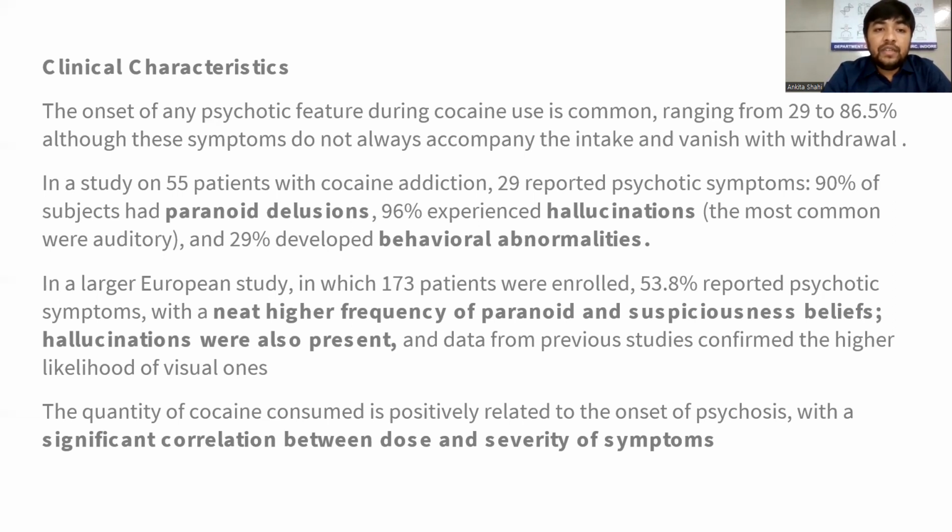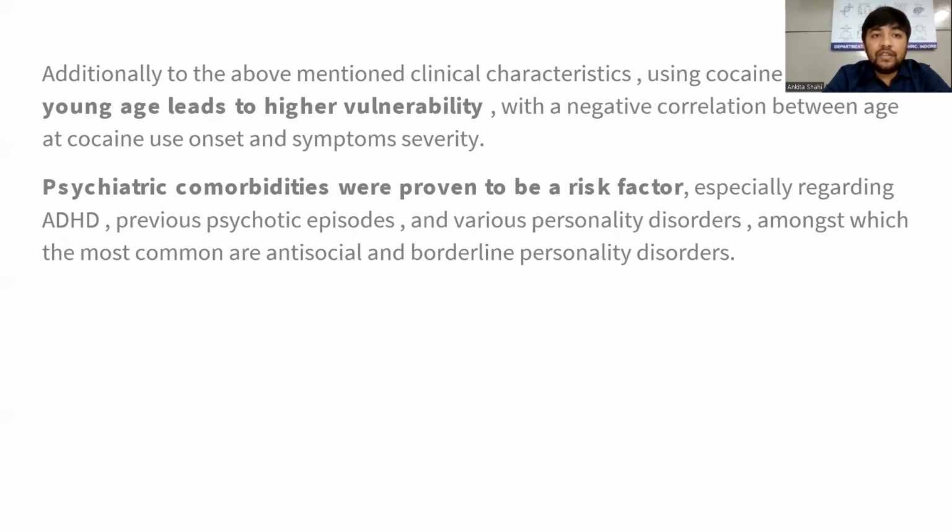In a larger European study, a higher frequency of paranoid and suspiciousness beliefs was seen. Hallucinations are also seen. The quantity of cocaine consumed is positively related to the onset of psychosis, with a significant correlation between dose and severity. Additionally, using cocaine at a young age leads to a higher vulnerability. There are studies showing that if you start cocaine early, the chances of developing a psychotic disorder are higher, which might indicate that the dopaminergic system is vulnerable at an early age, and we should not be messing with it. Psychiatric comorbidities were proven to be a risk factor, especially ADHD, previous psychotic episodes, and various personality disorders, among which the most common are antisocial and borderline.